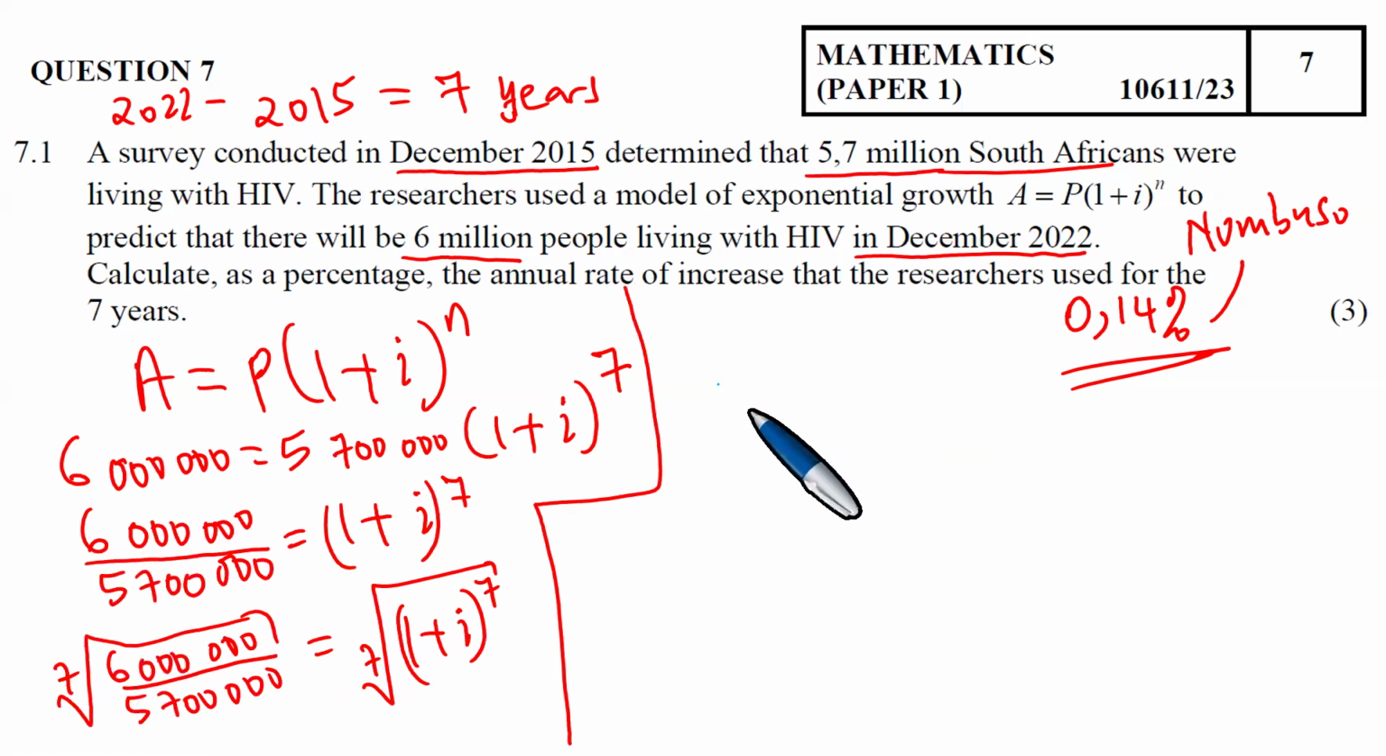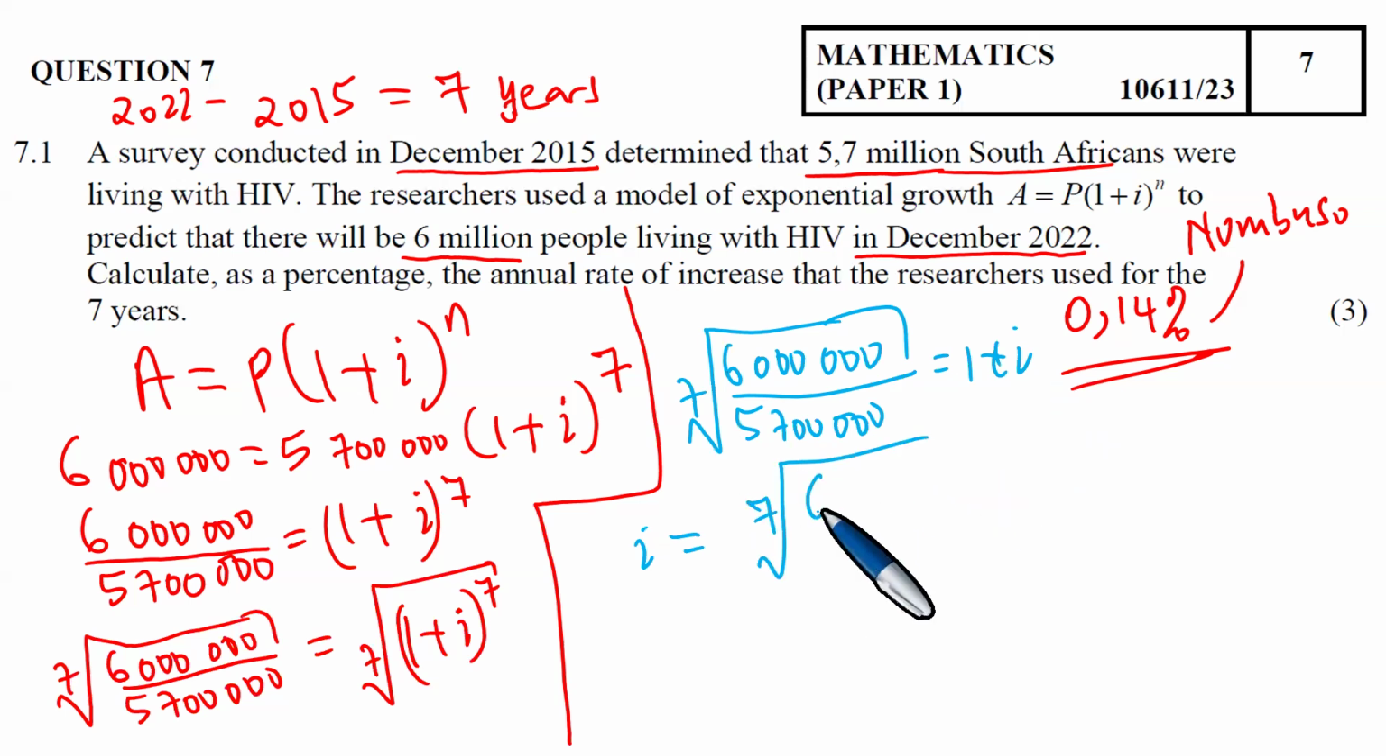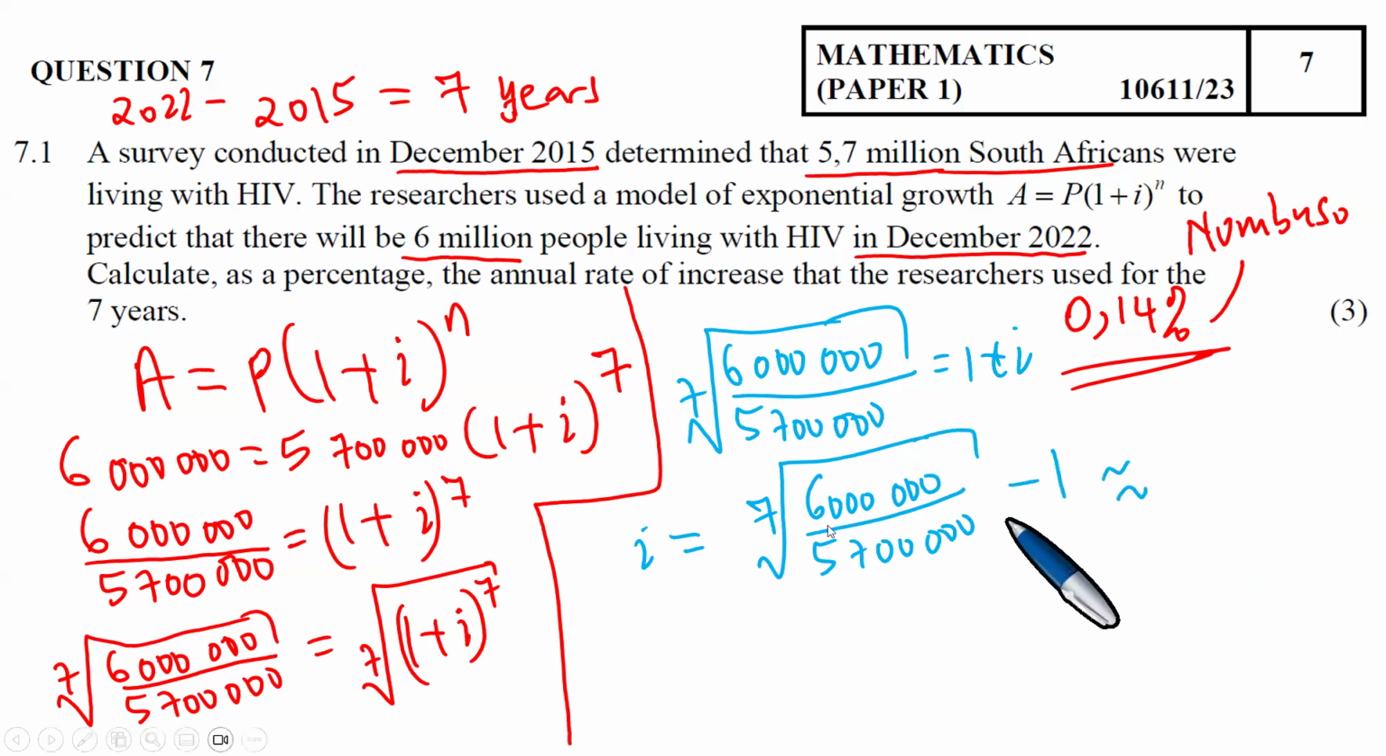So that in the end, then you have the 7th root of 6 million divided by 5.7 million, 5,700,000. Okay, take the 7th root, it becomes exactly 1 plus i. Upon careful examination, you want to solve for i, and therefore it becomes the 7th root of 6 million divided by 5.7 million, minus 1. And the answer is approximately what?